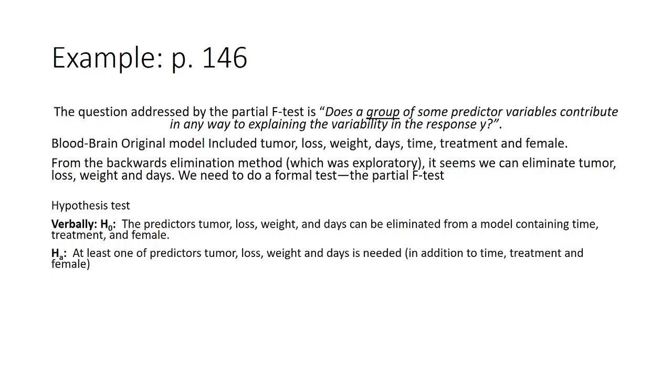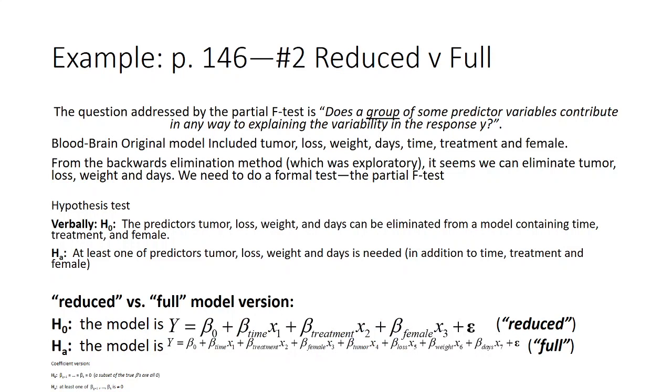So verbally, we would say the predictors tumor, loss, weight, and days can be eliminated from the model containing time, treatment, and female. And the alternative hypothesis is at least one of those predictors, tumor, loss, weight, and days, is needed in addition to the ones we were going to keep anyway, time, treatment, and female. So that's what we could say verbally. You could also say this as the reduced versus full model.